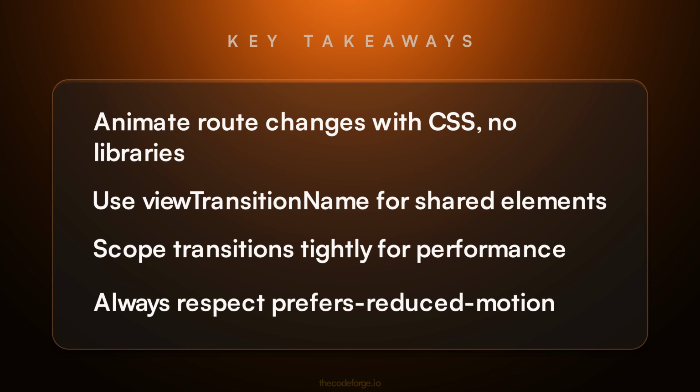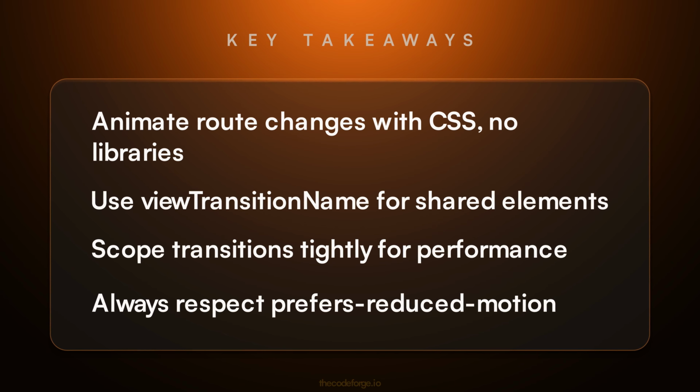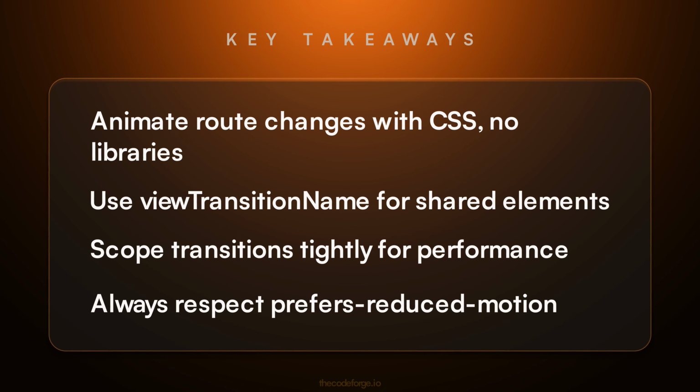Let's recap the key takeaways. Animate root changes with CSS, no libraries. Use ViewTransitionName for shared elements. Scope transitions tightly for performance. Always respect prefers-reduced-motion.